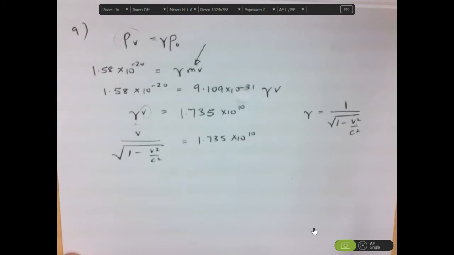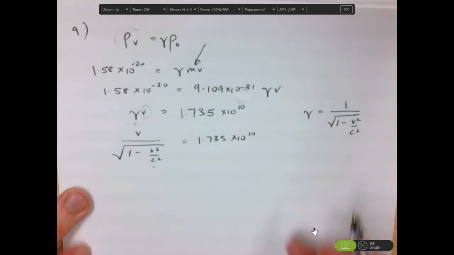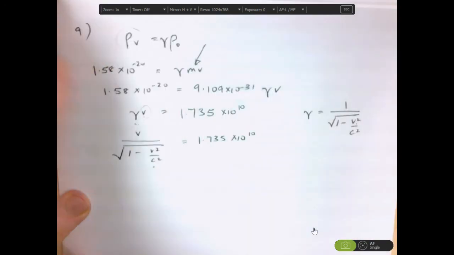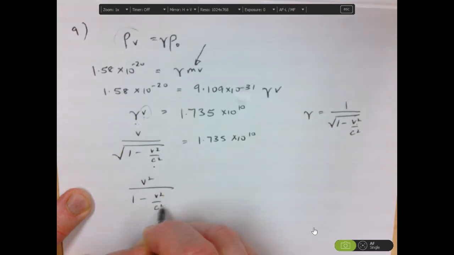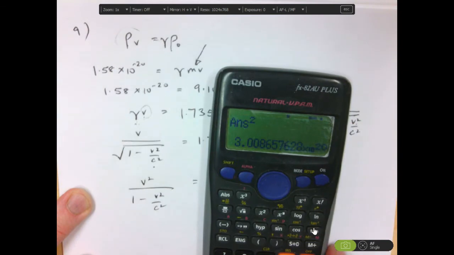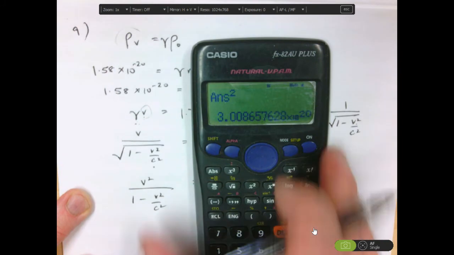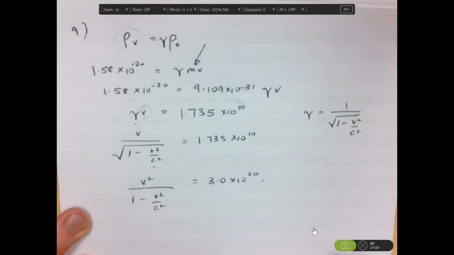Now I've got a formula which only has v in it, remembering c is a value that we do know. So we just got to solve for v. So the first thing I'm going to do is square both sides. So squaring that answer, oh, that's nice. So we get v squared on 1 minus v squared on c squared equals, now the square comes to be that. I am just going to round that to 3.0 by 10 to the 20.